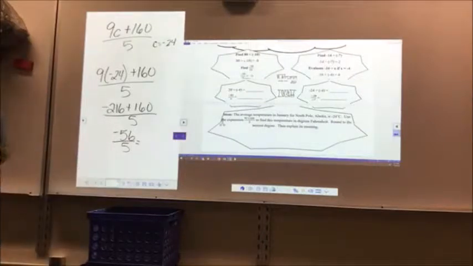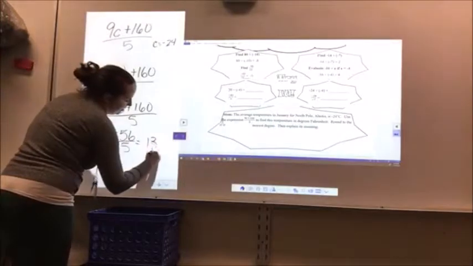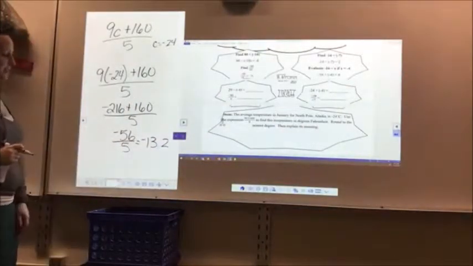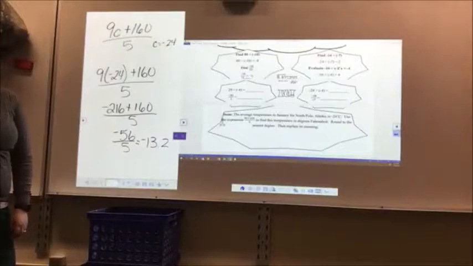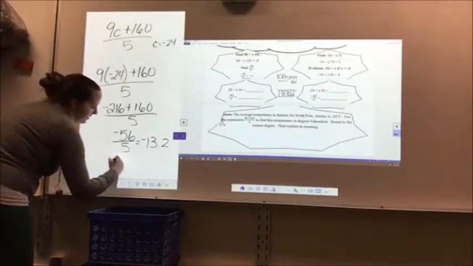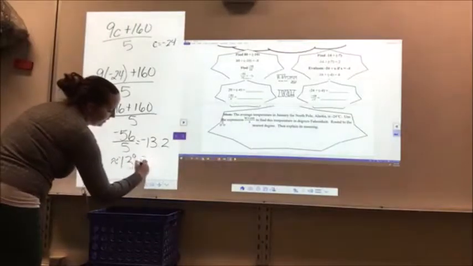Negative 56 divided by 5 is going to be 13.2. 1 negative, my answer is negative. So negative 13.2. And it said round to the nearest degree, which is negative 13 degrees Fahrenheit.